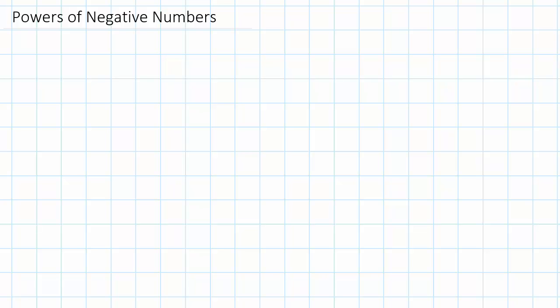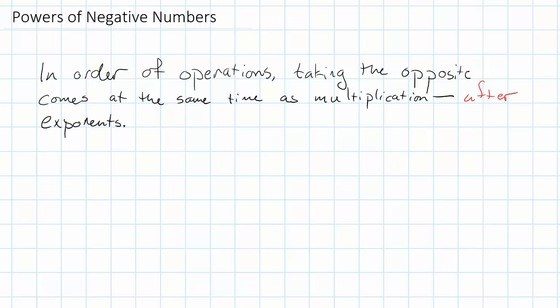When we're thinking about powers of negative numbers, we need to be very mindful of the order of operations. In particular, remember, in the order of operations, taking the opposite comes at the same time as multiplication, which happens after exponents. So if we write a negative sign, then 3, then an exponent 4, that means make it negative after you take 4 copies of the number 3 and multiply them together.